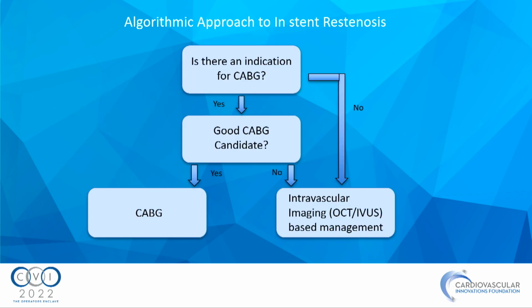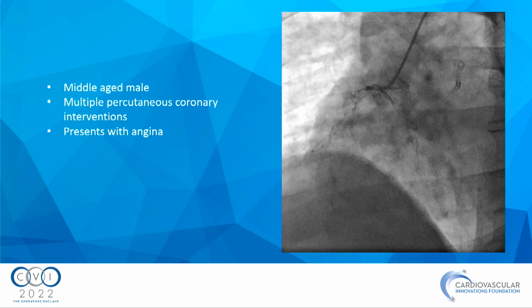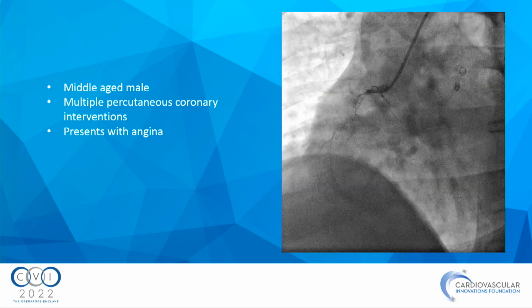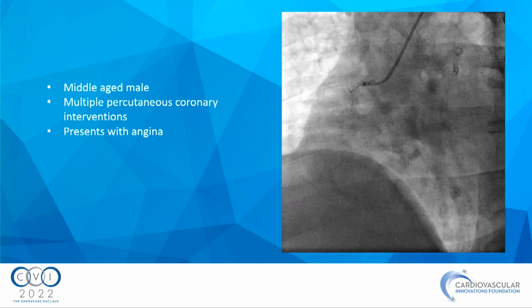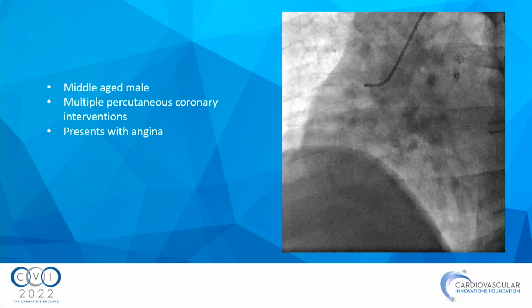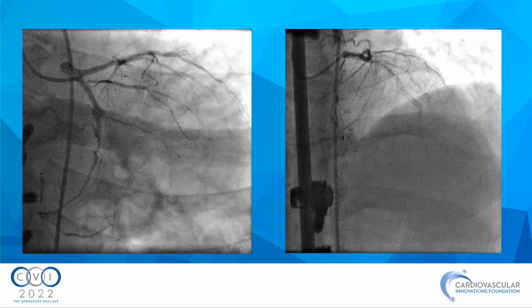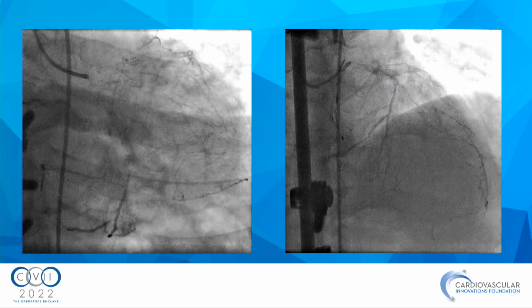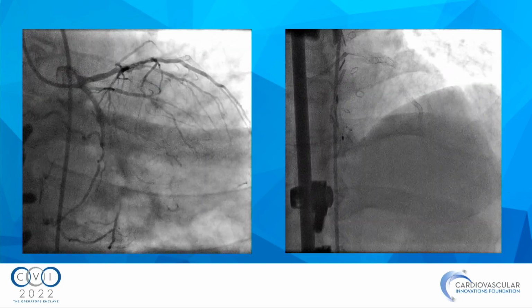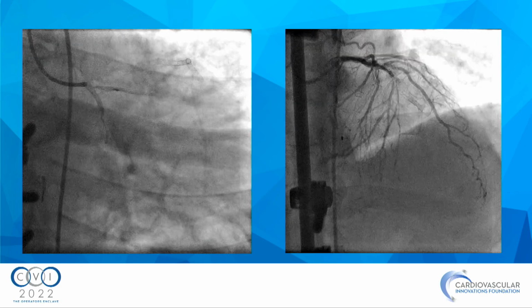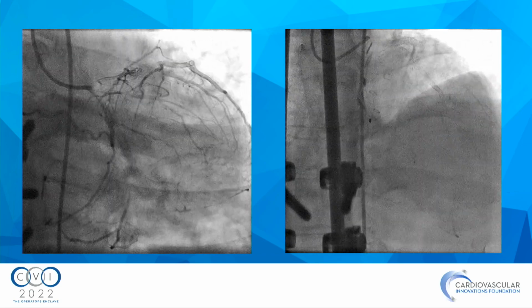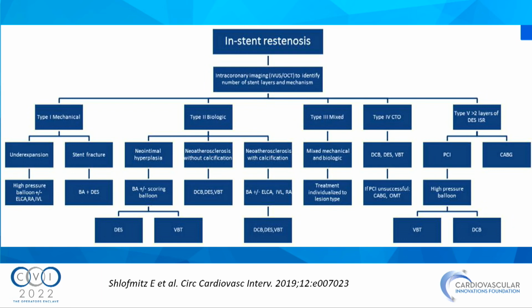So approaching stent failure, the first question that I ask is if there is an indication for coronary artery bypass graft surgery, and if the patient is a good candidate for it. Here, for example, a middle-aged male patient presents with angina and has had multiple coronary interventions in the past. He has a CTO of the mid-right coronary artery and has in-stent CTOs of the LAD and a large obtuse marginal artery. Certainly a very complex disease, and strong consideration for bypass has to be given in this clinical scenario.